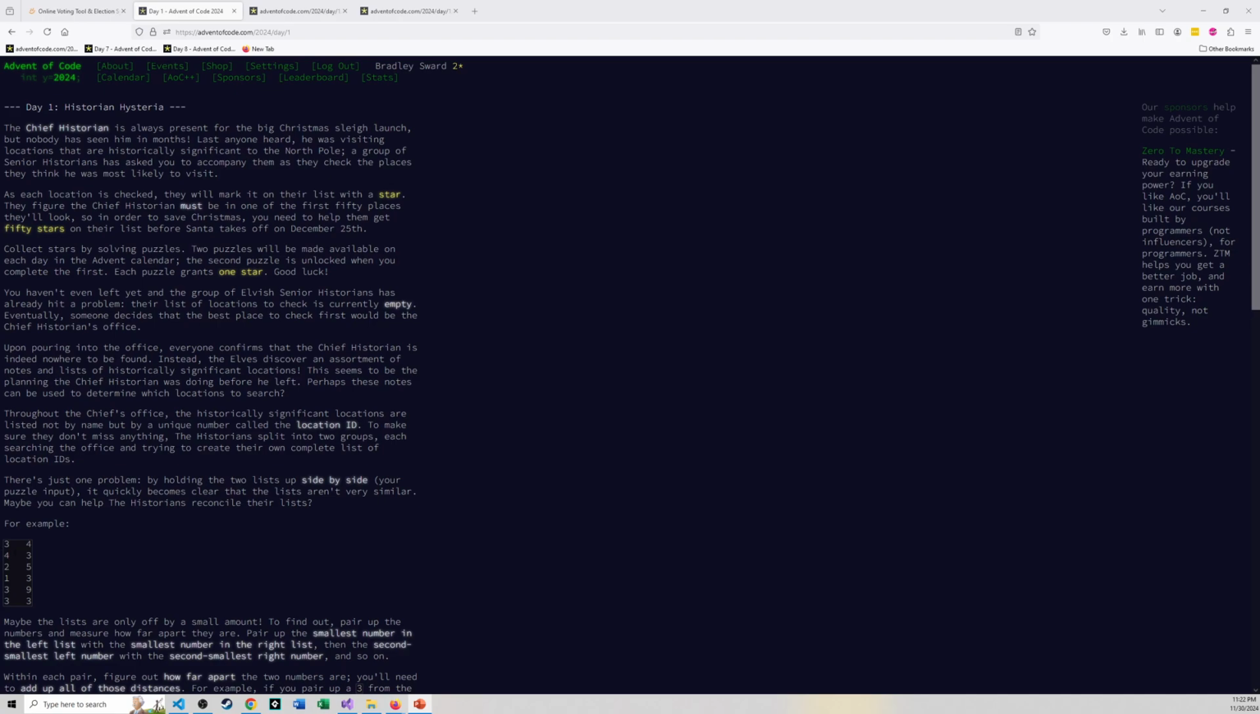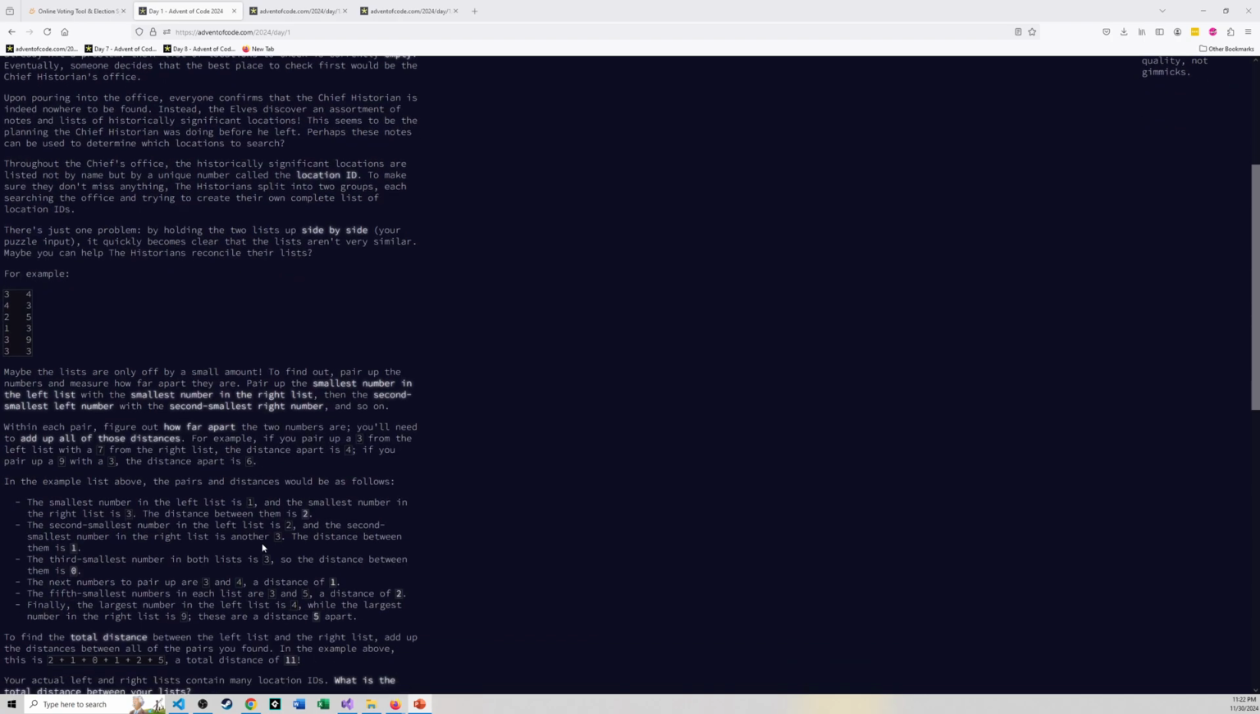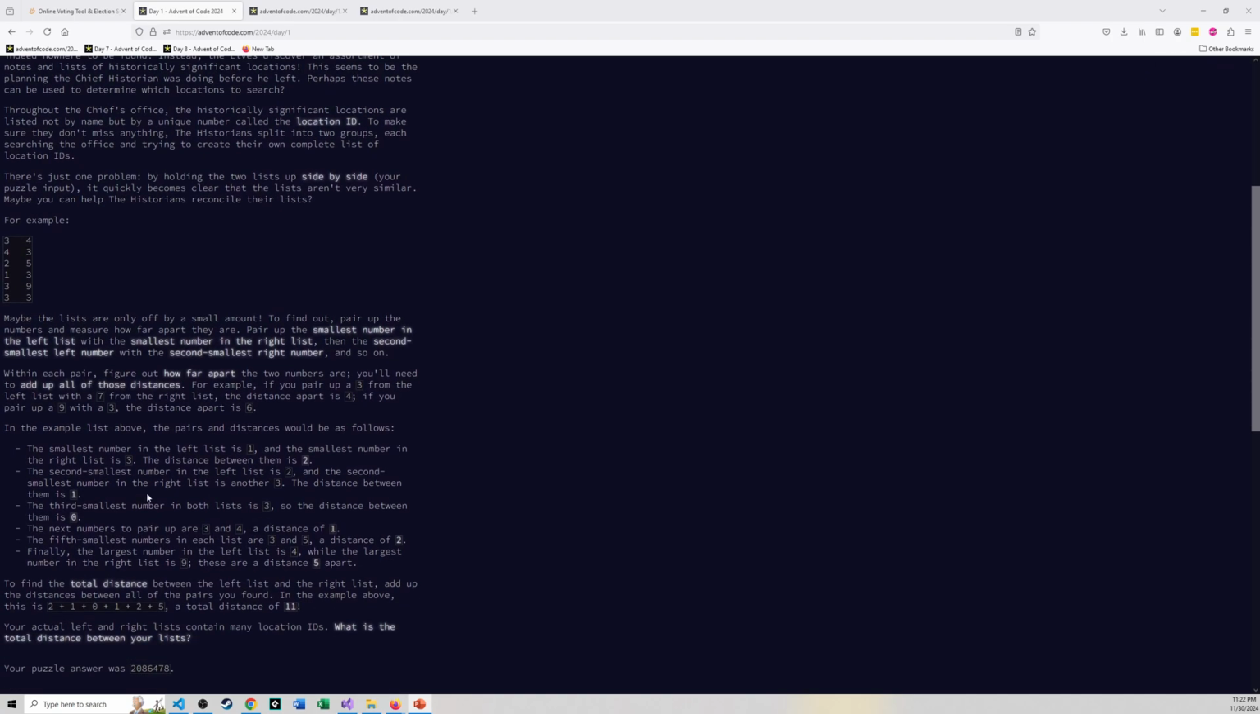We have two numbers in each line of the file. All of the left numbers are going to be put into their own list. All of the right numbers are going to be put into their own list. Then we're going to go ahead and sort them low to high or high to low. It really doesn't matter as long as we sort them both the same way.